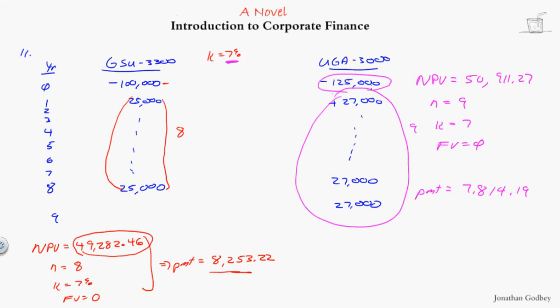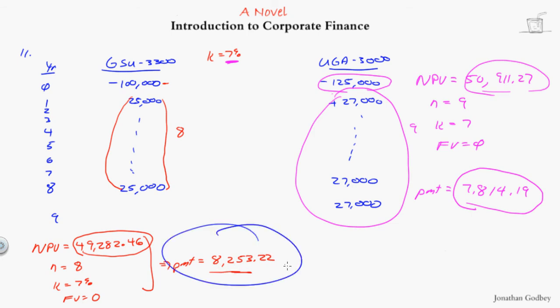So what is this telling me? This is telling me that I don't care if I write a check for $125,000 today and receive these 9 payments of $27,000, or if you write me a check for $50,000 today, or this amount. Receiving $50,911 today is the same thing as getting $7,800 a year for the next 9 years. I'm indifferent between those 3 choices. I can then repeat this project and buy the UGA machine every time it breaks down, after the end of its life at 9 years. So I'm essentially coming up with $7,800 per year forever for the UGA. I'm making $8,200 a year forever for the GSU. GSU is better than UGA. So that's the conclusion. Alright, so that's number 11.